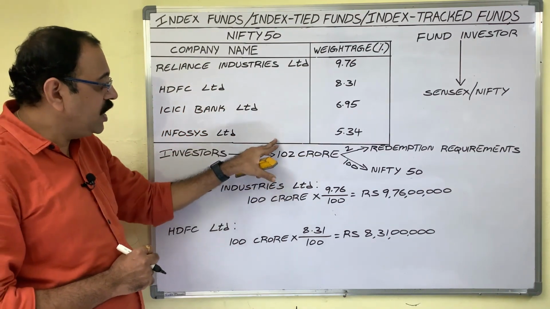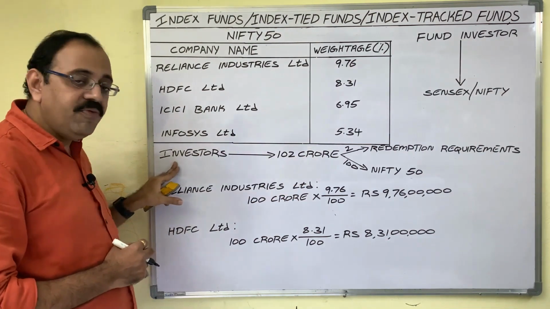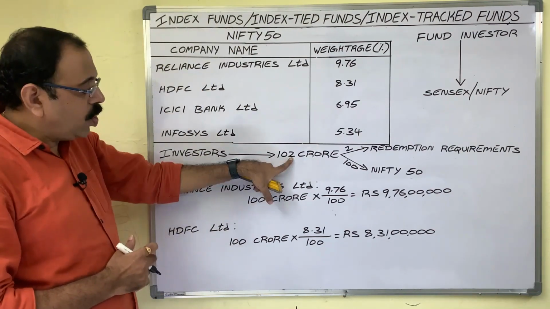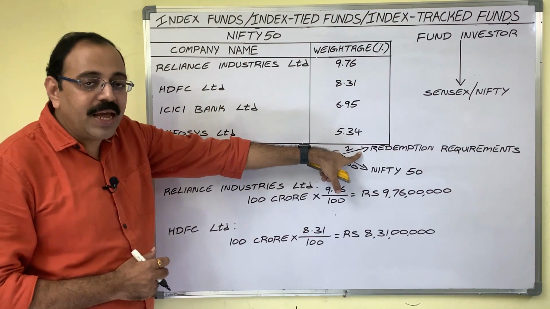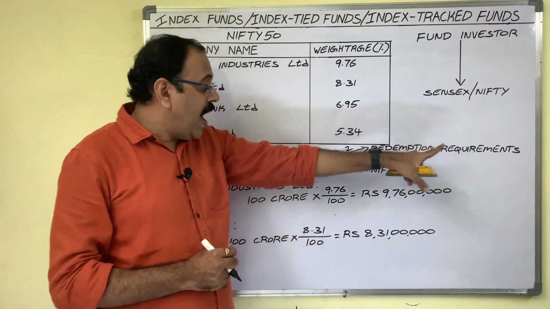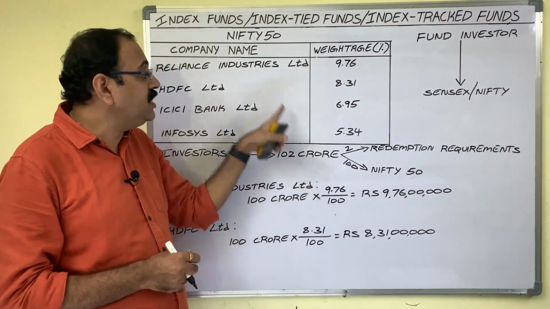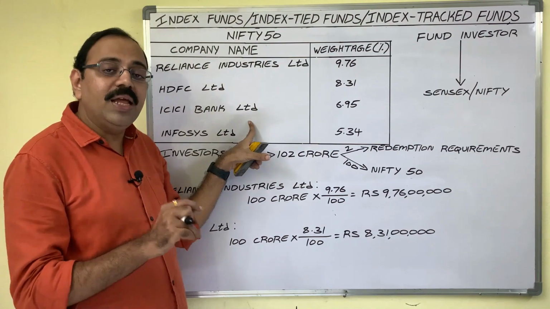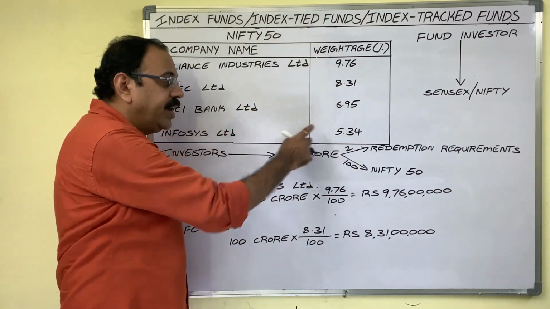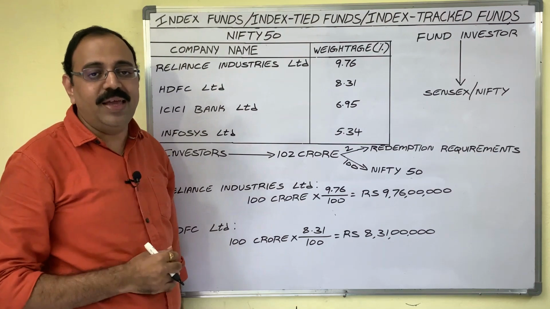Assume the AMC collected a 102 crore corpus from investors by launching one index fund scheme. The company wants to keep aside 2 crore to meet redemption requirements from investors, and the remaining 100 crore the company wants to invest in these 50 companies. While investing, the company has to follow the same weightage. This is known as investing proportionately.